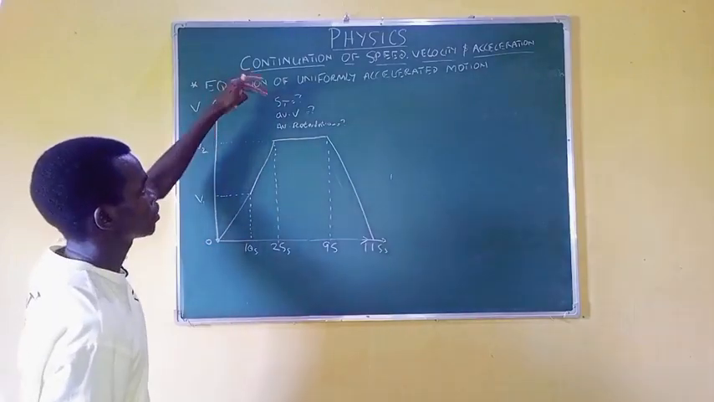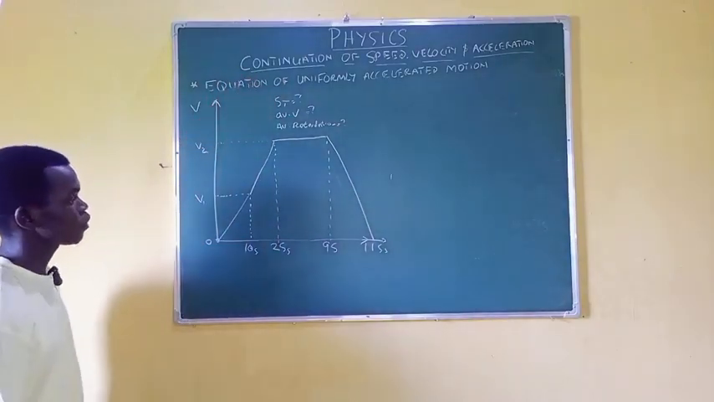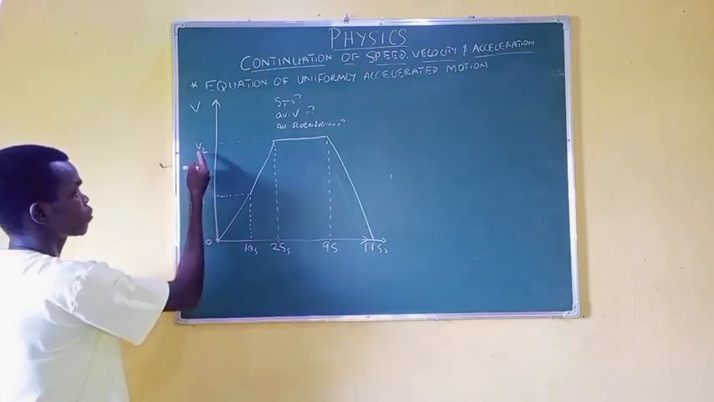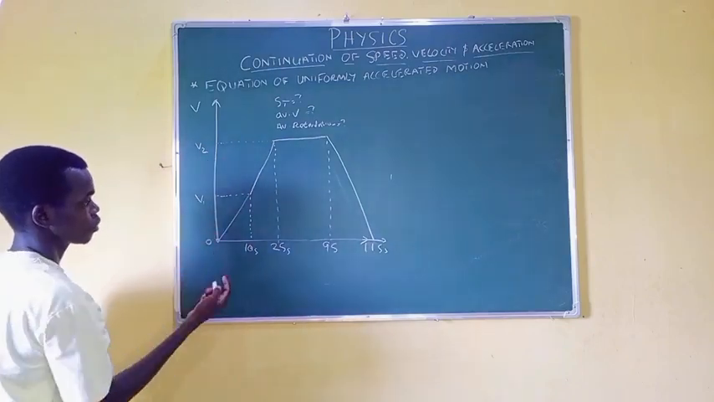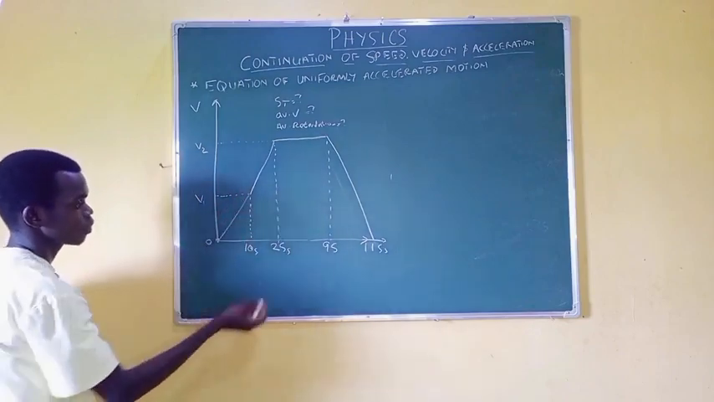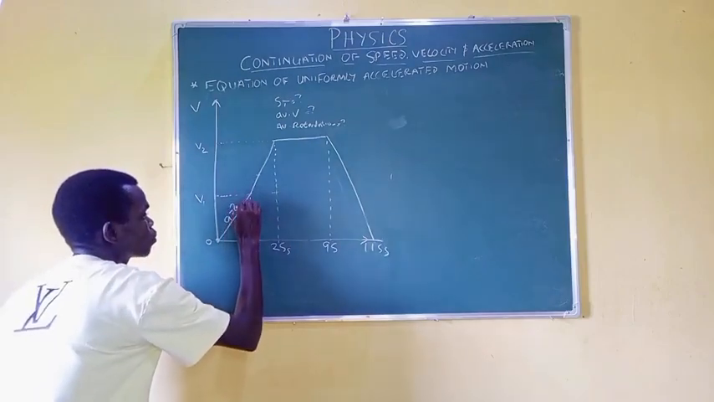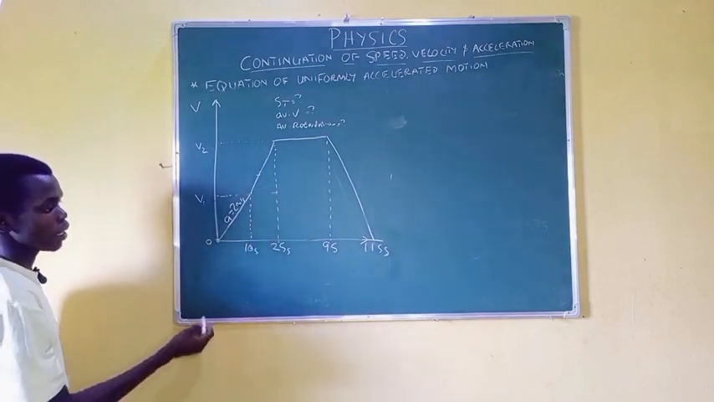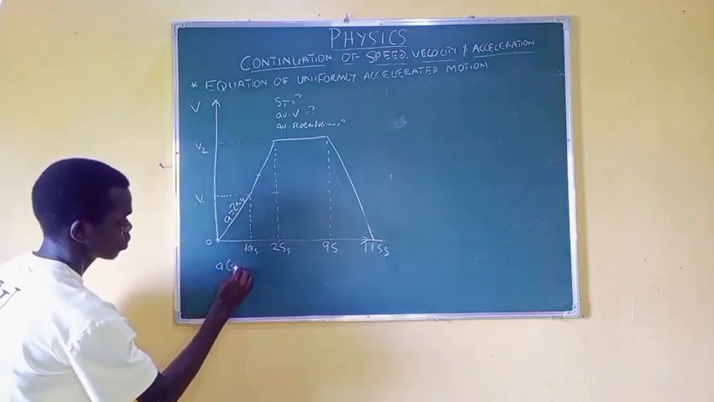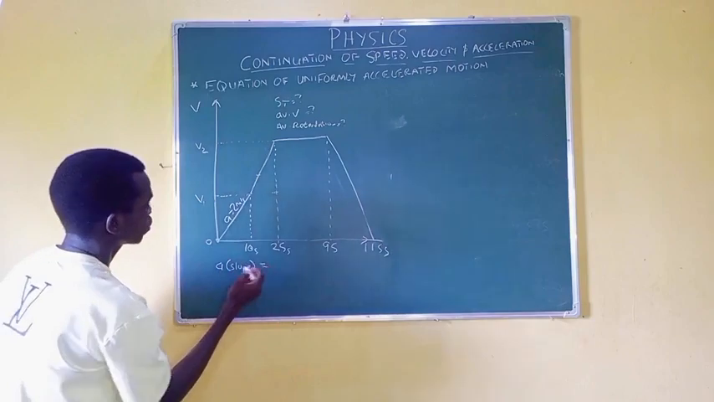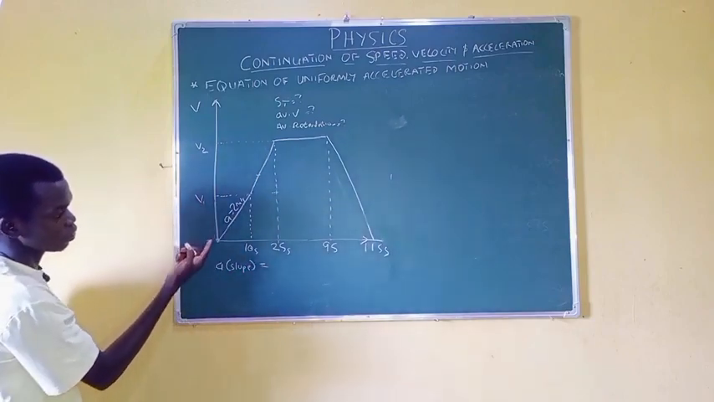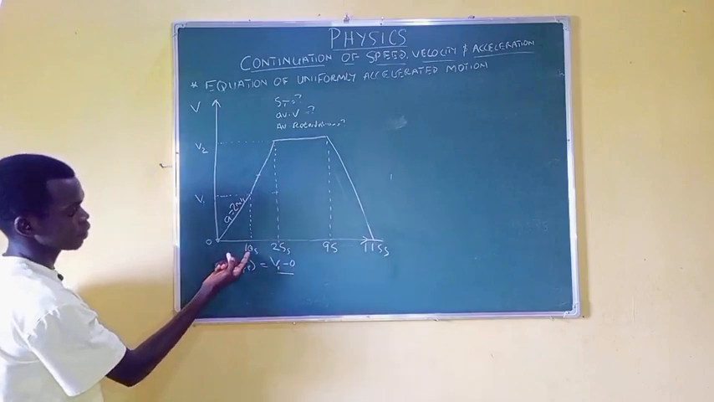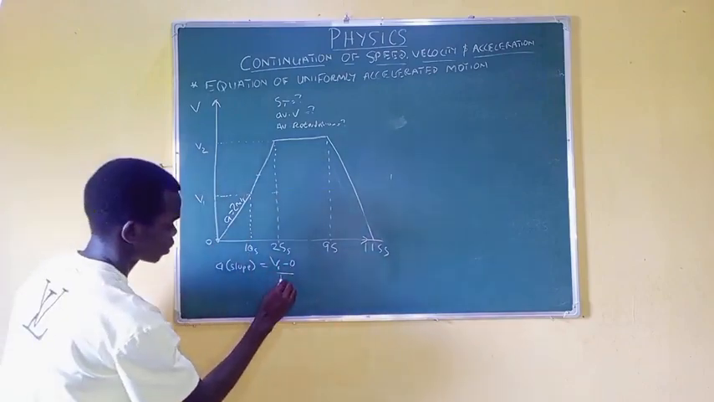But for us to calculate this total distance, we have to find velocity 1 and velocity 2. And for us to find velocity 1, we have to consider this first slope, where acceleration is equal to 2 meters per second squared. From here, we can see that acceleration, which is the slope, is equal to v1 minus 0 over 10 minus 0, which is 10.